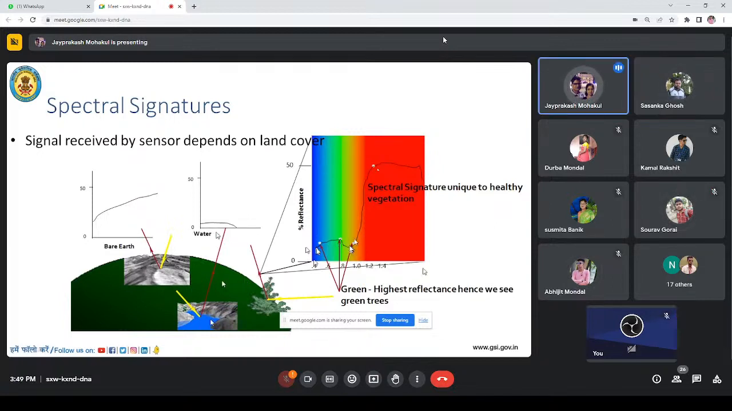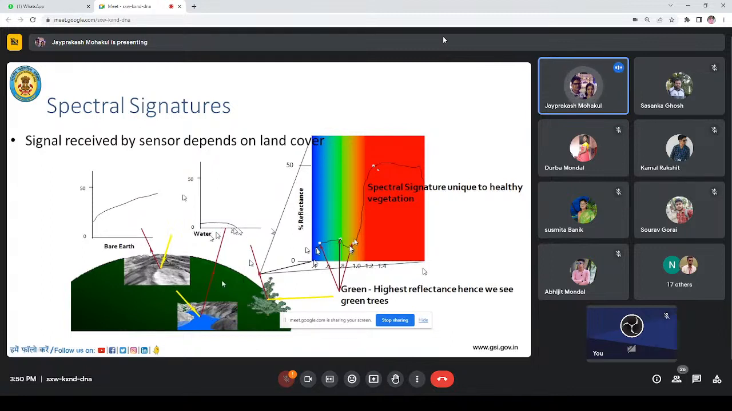Water is an ideal absorber, right? There again, in the infrared range, suppose you have total light, almost 100% of the light energy in the infrared range gets absorbed by water. It has some amount of reflection in the blue, green, and less in red. And in NIR, the whole energy is absorbed. So water is an ideal absorber, right? And this is of course the bare earth, right? So these are the spectral reflectance curves which you should have a basic idea about.